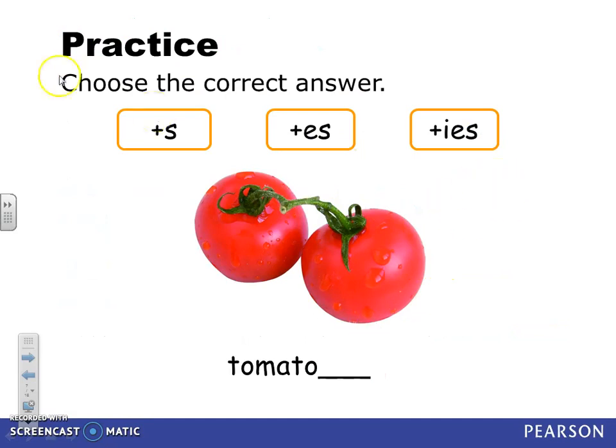Okay, we're going to have a practice now. So let's see if you can choose the correct answer. You can choose to add just s, add es, or add ies to make the plural. So the first one is tomatoes. Which one do you think? Okay, give you some time to think. 5, 4, 3, 2, 1. Okay, the answer is es, tomatoes. Do you know why? Yes, because tomato ends with an o, so we need to add es.